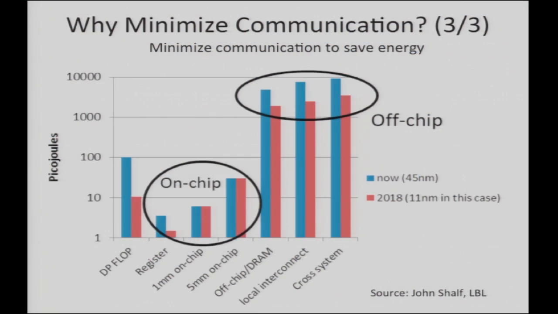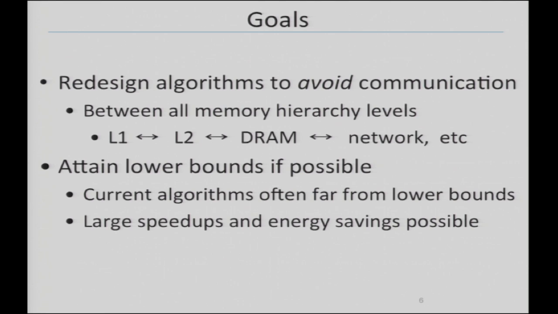Okay, so now what are the goals then? I want to redesign algorithms to avoid communication. And that means between all levels of the memory hierarchy, L1 cache, L2 cache, DRAM, and so forth, and the network. And if possible, prove lower bounds, that no matter how you implement an algorithm, there's a certain lower bound that says you have to communicate that much. And we have done that systematically, and I'll give you a bunch of examples.